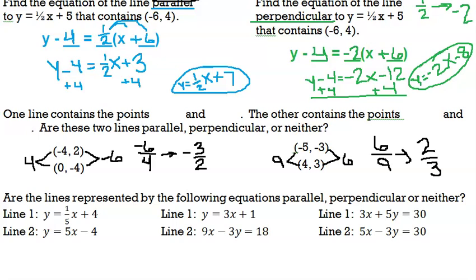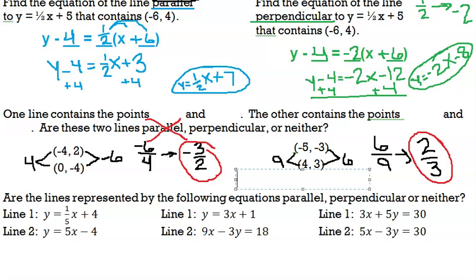So I want you to compare these two numbers. I want you to compare the -3 over 2 and the +2 over 3. They are not the same number, so they are not parallel. Now, could you flip them and change the sign and make one into the other? If you took -3 over 2 and you flipped it and you changed the sign, would it become +2 over 3? So you would flip it, that would make it 2 over 3. You'd change the sign, that would become positive. Checks out. These two lines are perpendicular.